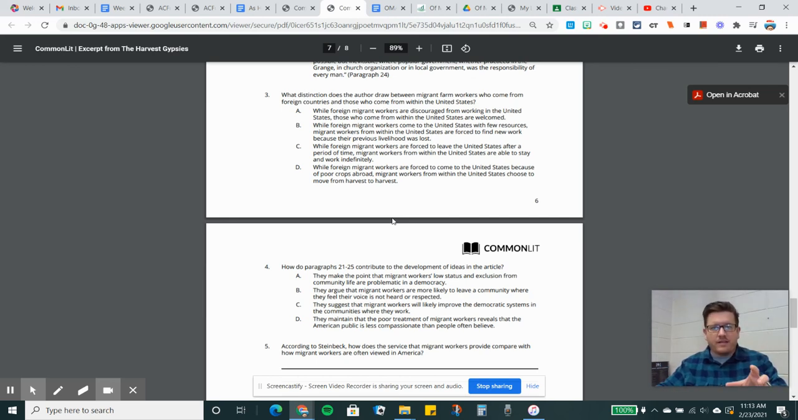Steinbeck lived, and he lived with these people. He worked with these people. He had living experience with migrant workers of a variety of backgrounds, but his heart was in California. He was very focused on the life and times of the day-to-day routines, the daily lives of migrant workers in California. So if you have any questions, let me know.